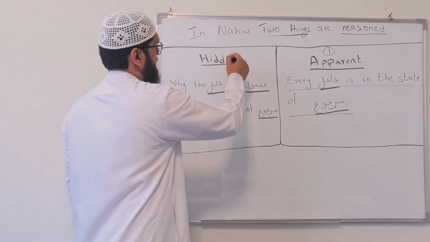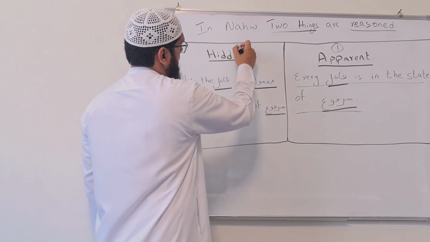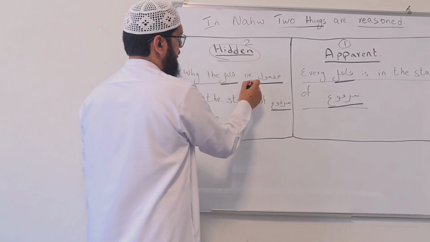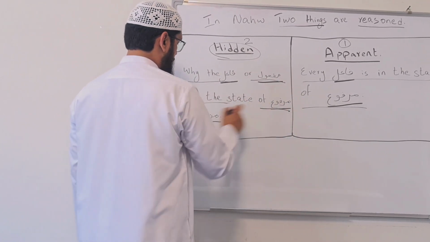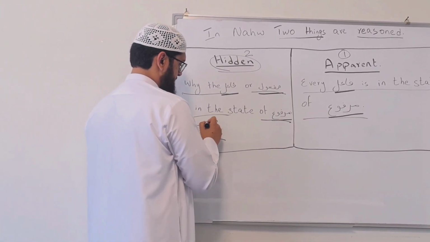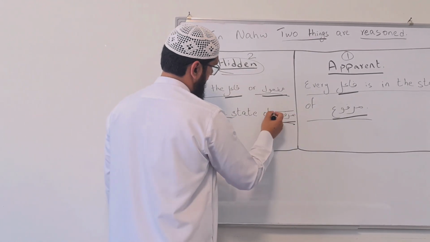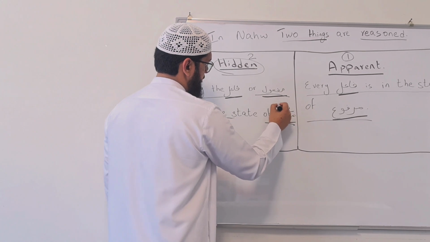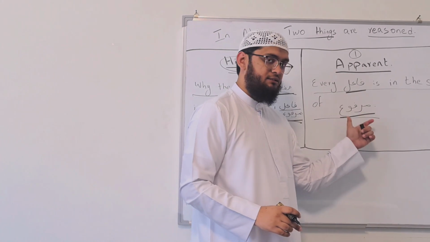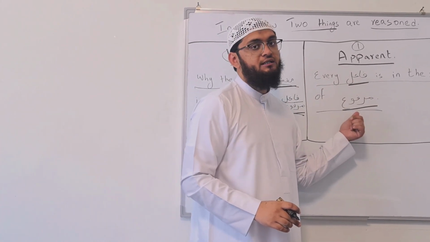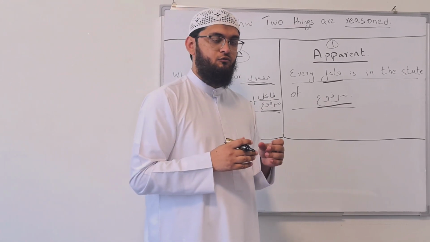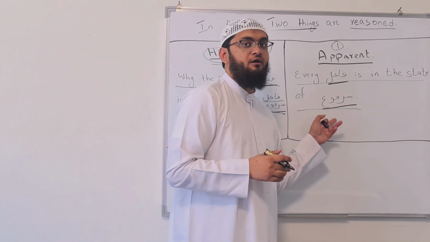But the second thing that is talked about in Nahw is the hidden things. For example, why the fa'il or the maf'ul is in the state of marfu or mansub. By mansub, I mean the words that are maf'ul, and marfu, as I have already told, is fa'il. The difference between the hidden and the apparent is that in the apparent, it's not discussed why the fa'il is marfu. It is said the fa'il will always be seen as marfu. So wherever you see a marfu sign, it probably may be the fa'il.